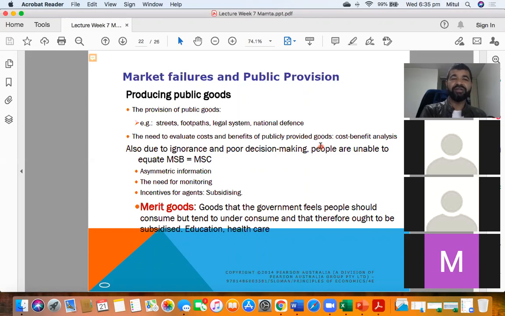Also, due to ignorance and poor decision making, people are unable to equate marginal social benefit with marginal social cost. This is asymmetric information. So government includes more merit goods because people lack knowledge about the goods. Education is a merit good, as are the healthcare system, schools, and hospitals. These things will bring good to society, a positive for society. So government needs to bring more and more merit goods. That's how the government will try to compensate for the market failure.